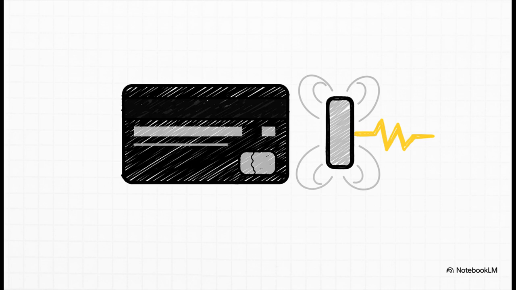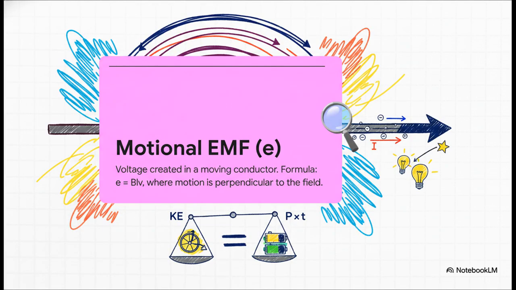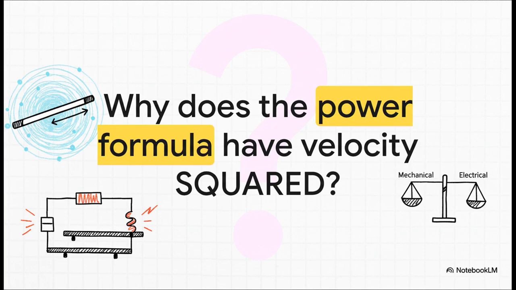It's this really cool dance between motion and magnetism. And this whole phenomenon is described by a wonderfully simple formula for something called motional EMF, which is just a fancy way of saying voltage from motion. As you can see, the voltage, E, is just the product of the magnetic field, B, the length, L, and the velocity, V, you swipe the card at. Simple.